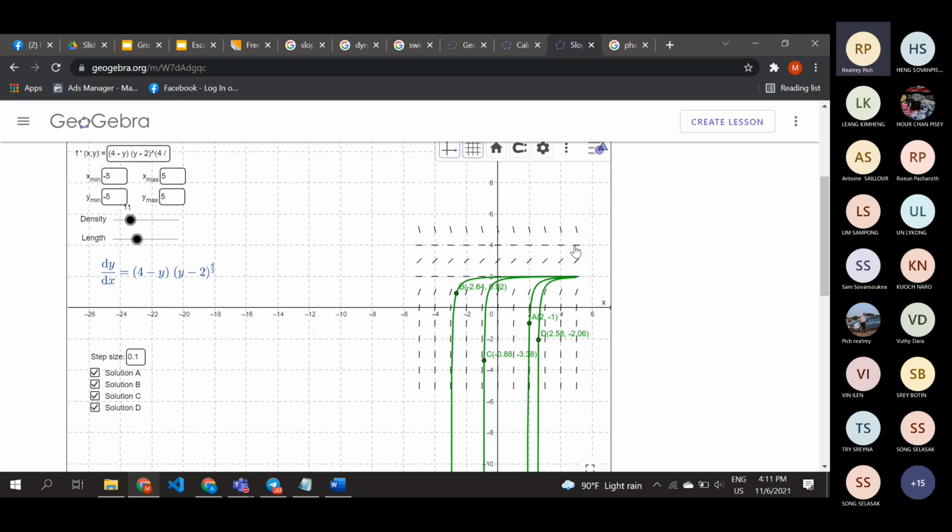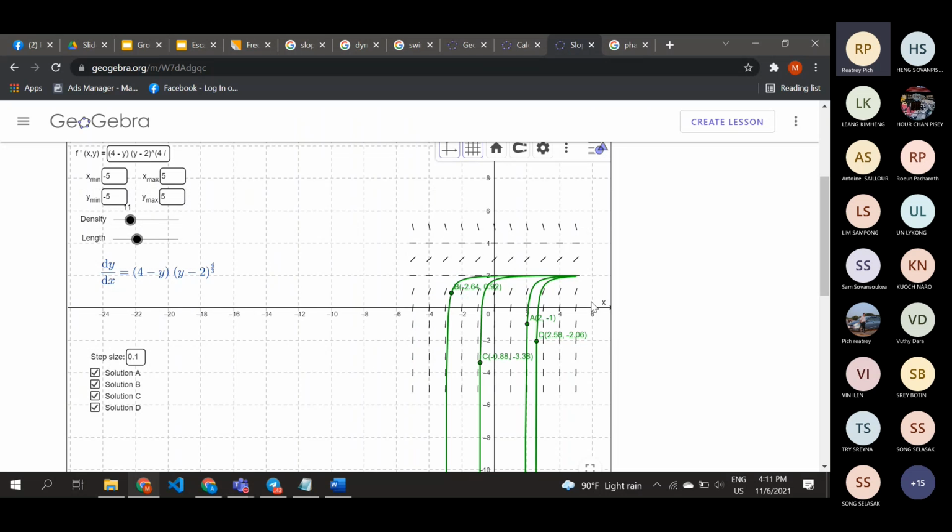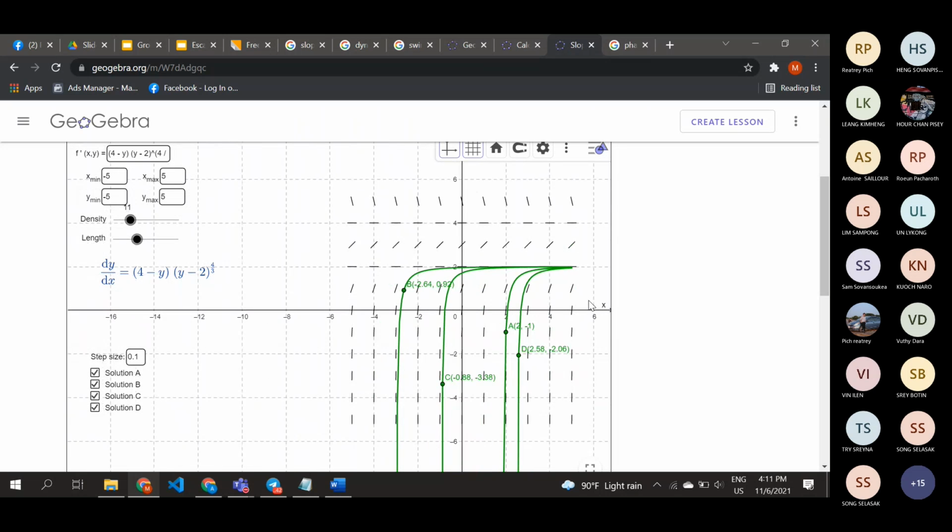So by observation, you can also use this kind of flow to identify your phase diagram. Based on those, that's why the slope field is also beneficial to identify the flow of our phase diagram and the flow of our solutions. Okay?